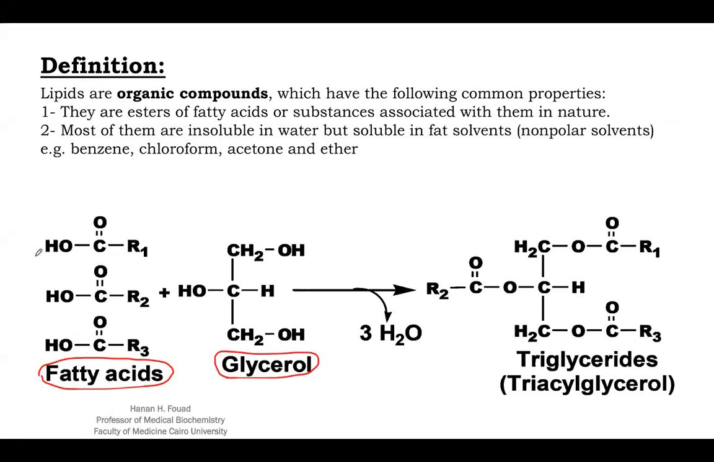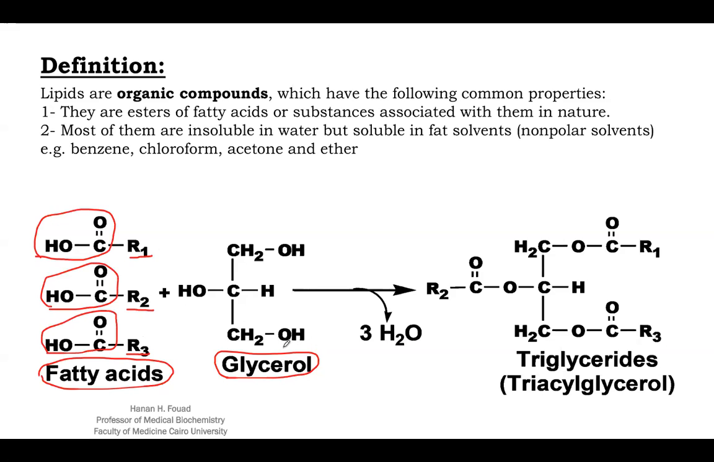It contains a carboxyl group, COOH: carbon, oxygen, oxygen, hydrogen. This is the carboxyl group which specifies organic acid. Carboxyl group is unique for organic acid. What is R? R is a hydrocarbon tail. This is fatty acid number 1. This is fatty acid number 2, tail, and a second carboxyl group due to another fatty acid. This is fatty acid number 3, third carboxyl group. And this is an alcohol.